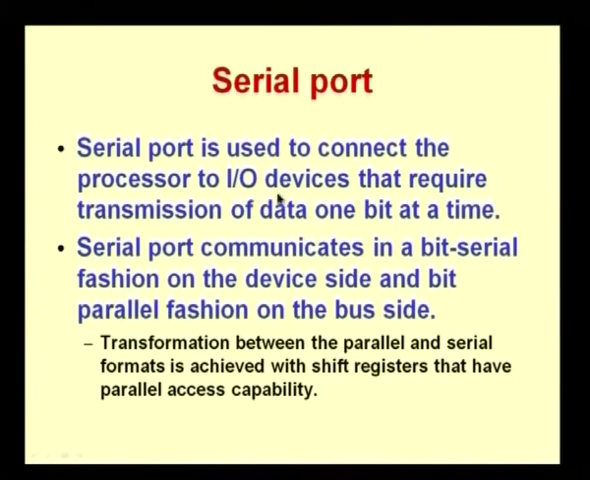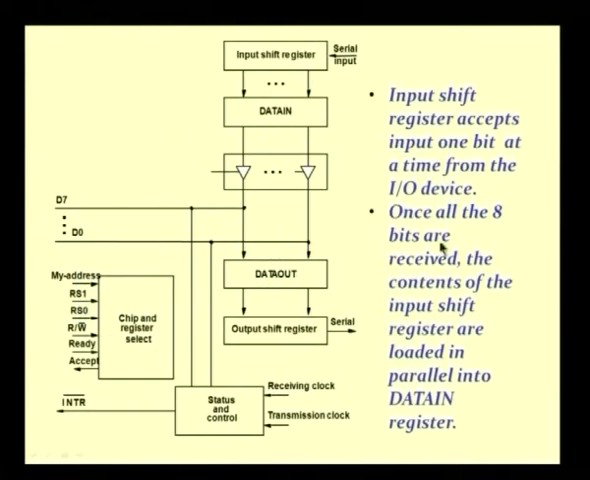Now, coming to a serial interface, a serial port. A serial port is used to connect the processor to IO devices that require transmission of data 1 bit at a time. The way the transfer takes place is that the serial port will communicate in a bit serial fashion on the device side and in a bit parallel fashion on the bus side. The transformation between parallel and serial formats is normally achieved with the help of shift registers that have a parallel access capability. What we have is something like this.